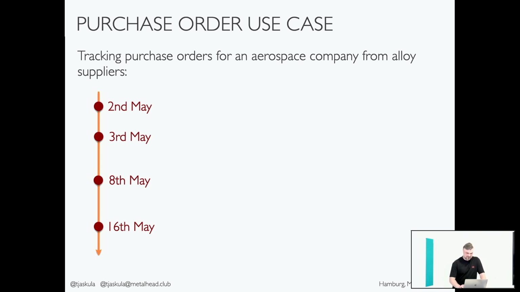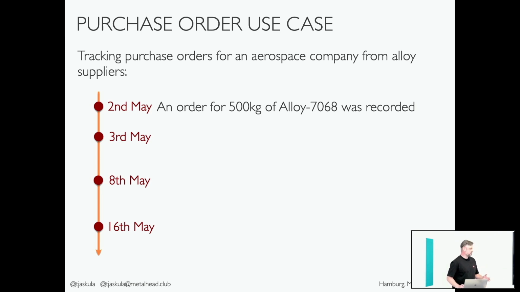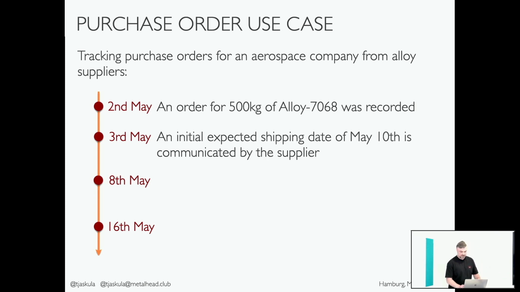So let's say we have an example. May 2nd, we have an order for 500 kilos of alloys. This is a purchase order for an aerospace company, and we are purchasing alloys from different suppliers. Next, on 3rd May, we have an initial expected shipping date of May 10th that was communicated by the supplier.